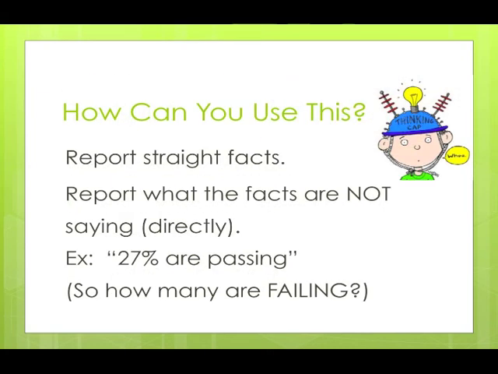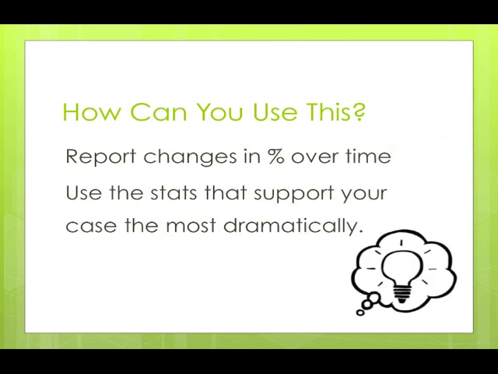How you can use this to your benefit once you understand the simple difference is, first of all, you can just report some straight facts. Give the whole picture. And when you're looking at the whole picture, you also want to say, what are the facts not saying? So, for example, if somebody says, well, 27% of the ninth graders are passing English. Well, first of all, that doesn't sound very good, right? 27% are passing. But what even sounds worse is how many are failing. So you would say 73% are failing.